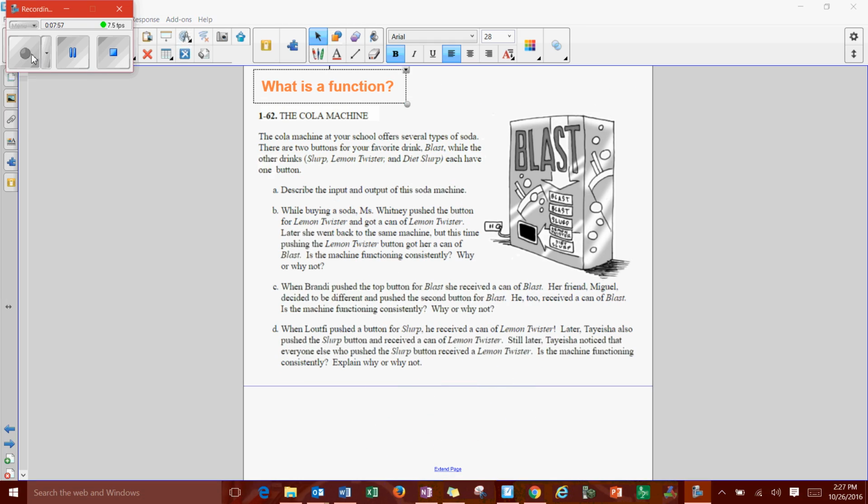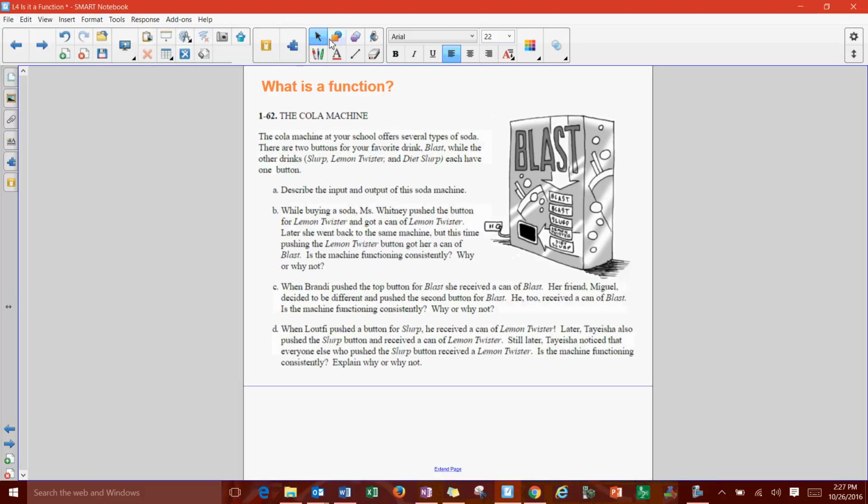All right, guys, let's look at another couple problems. So 1-62 in the book, the cola machine. So you have a soda machine. You guys know how a soda machine works. Part A, it says describe the input and output. What do you put into the soda machine? Money, right? You put money in, and what do you want to get out? You want to get out a soda or water, whatever it might be, right?